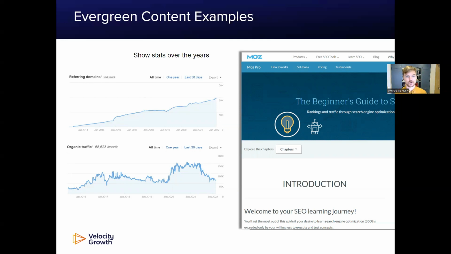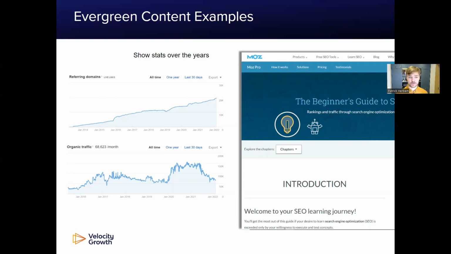So if you have a look here, you can see the referring domains for that piece of content. This is all pulled for this particular page. Over time, we're at almost 25,000. So 25,000 different websites are linking to this beginner's guide to SEO. That's a lot, and you can see it goes all the way back to 2014.